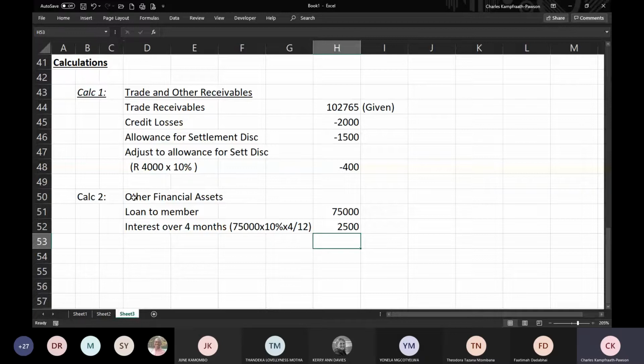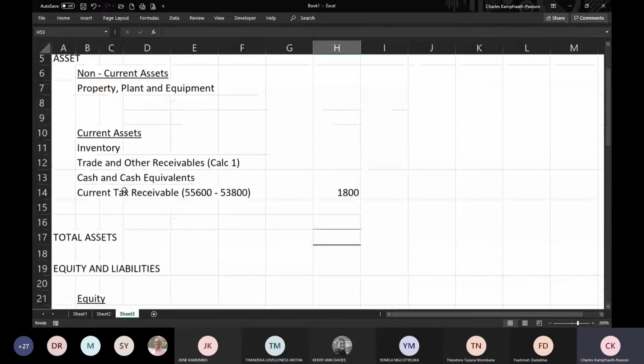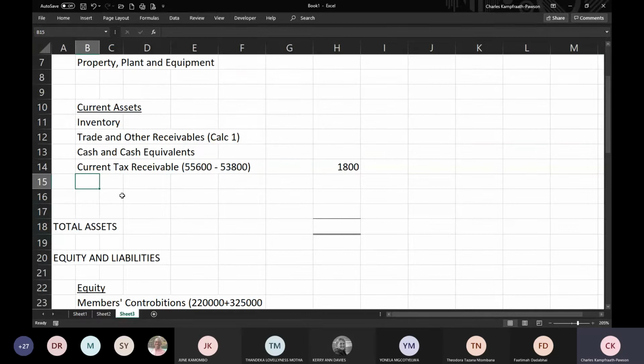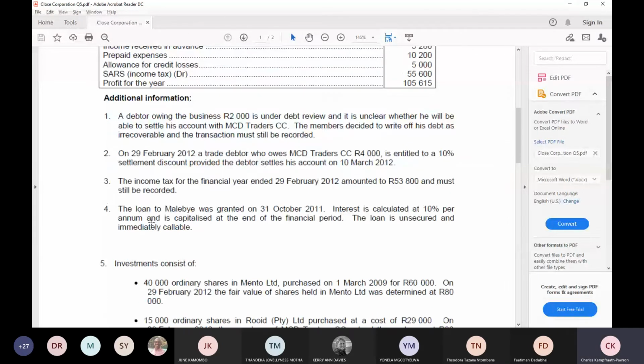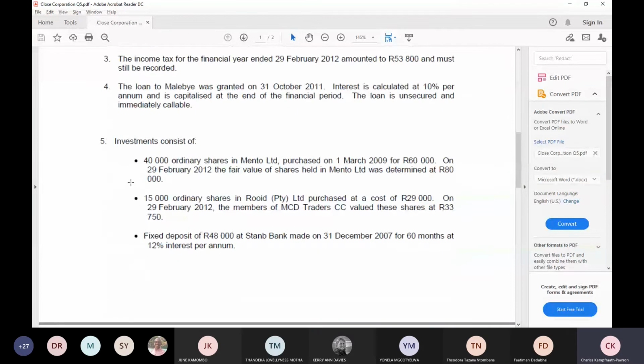So let's leave that information there and let's go to current assets because we don't know whether that's the final value for other financial assets because they were investments and I haven't read the investment part yet. So other financial assets, I'm just going to say calculation 2. Okay, so we did number 4. Number 5, here's investments.